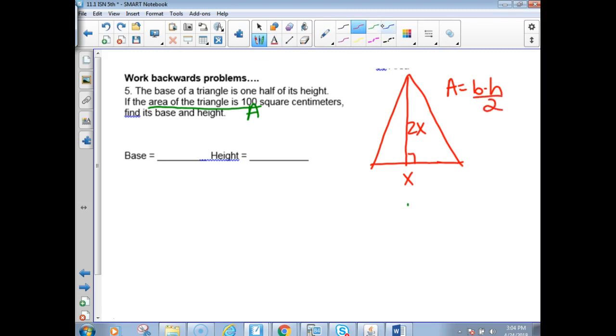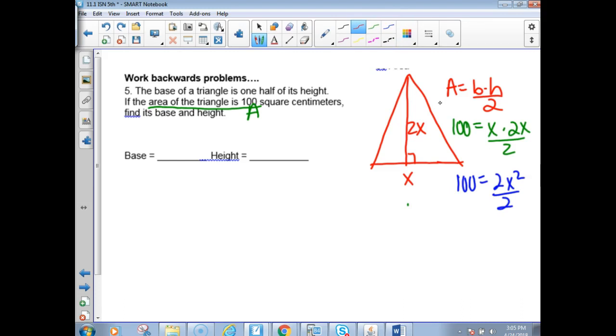Okay, so I'm going to start back in here. I'm going to put my 100 in for A. I'm going to put in x for the base and 2x for the height. And then in the formula, it says divide by 2. Well, can't the 2's cancel? Or maybe you don't see that. 100 equals x times 2x would be 2x squared divided by 2. I hope you see the 2's canceling now. Otherwise, you could multiply by 2, then divide by 2, right? It's up to you.